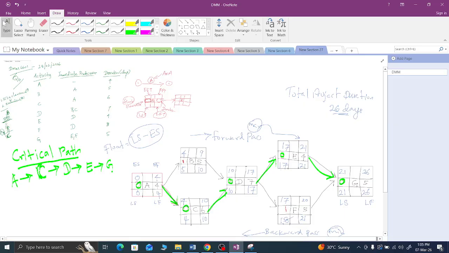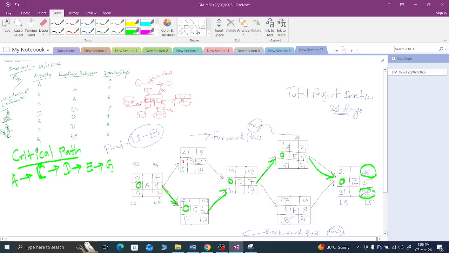In this, there are 0 values. It means you can't delay these activities. In this path, you can't delay any of these activities. If you delay any of the activities, it will increase the project duration. If you change it, it will increase the project duration. So that kind of problem is there. So that is what we are saying.